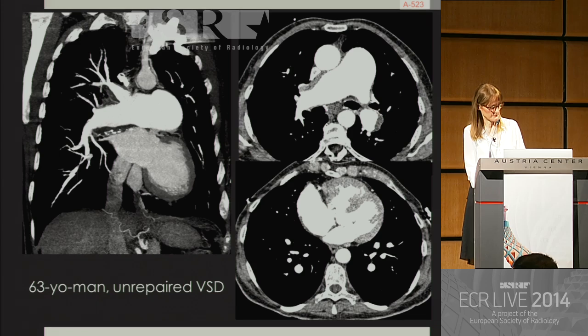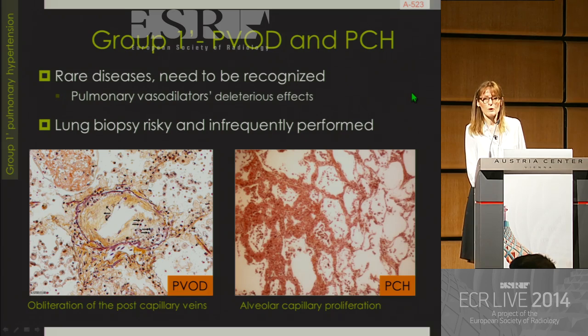So no PE. This is another case in an older patient with unrepaired ventricular septal defect, as you can see here, and with very marked enlargement of the pulmonary artery and in situ thrombosis formation. And at this stage, it's not possible to only repair the congenital disease. The patient requires heart and lung transplantation.